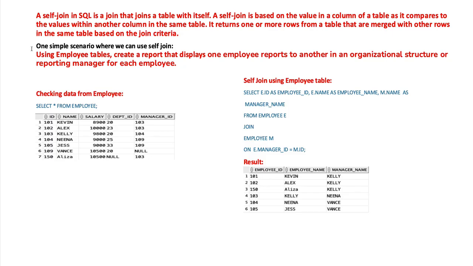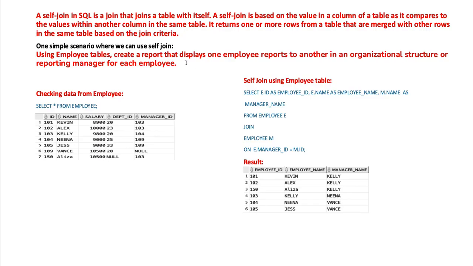One simple scenario where we can use self-join is given here. By using the employee table, suppose we are going to create a report that displays which employee reports to another in an organizational structure, that means the reporting manager for each employee, then we can use self-join. We have used simply one table here, that is the employee table.